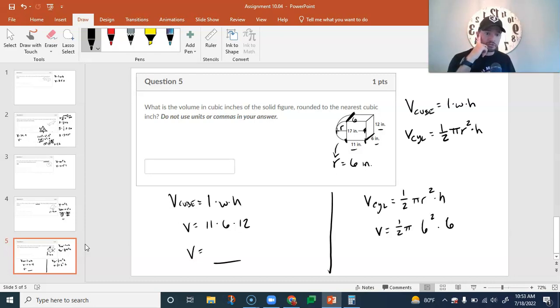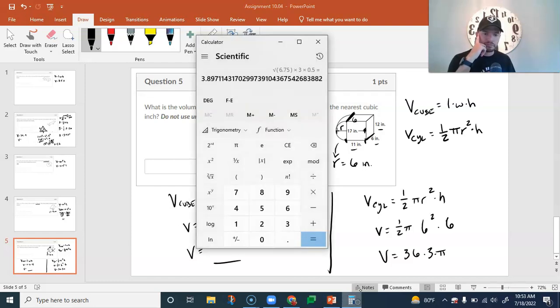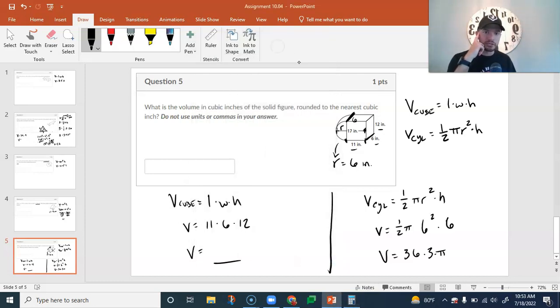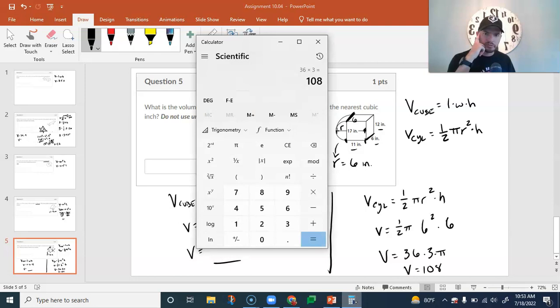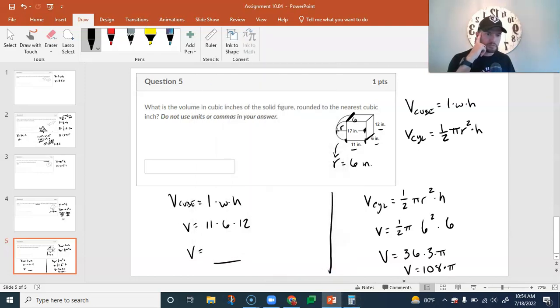And that's it. So now you just do 1/2 pi 6 squared. Half of 6 is 3, and 6 squared is 36. So 36 times 3 times pi. That's going to be 108 pi, and it looks like this one wants the nearest cubic inch. So multiply 108 times pi, and then add that to this value over here, and you're good to go. Okay, it's easy, see?